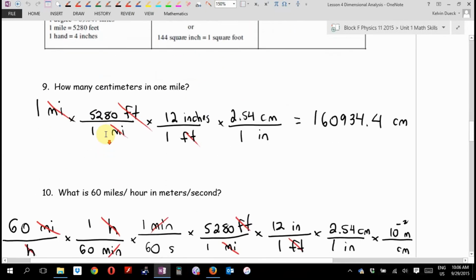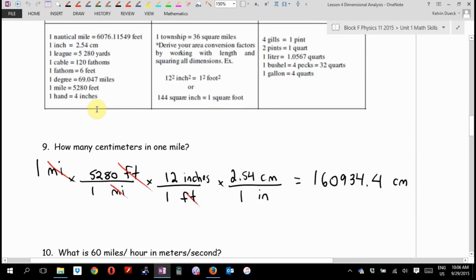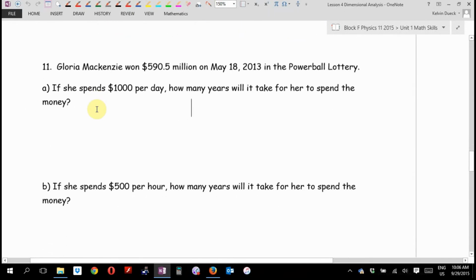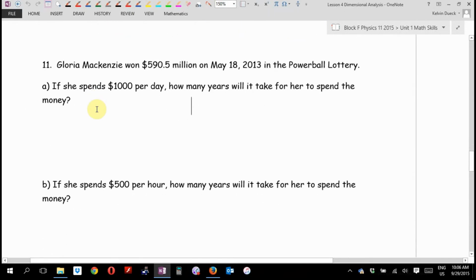I didn't expect these answers. 5,280 feet in the mile is a stupid conversion factor. I won't make you memorize that. If I asked you it, I would give it to you on a test. And then we left off looking at Gloria Mackenzie. So we can even use it for this.